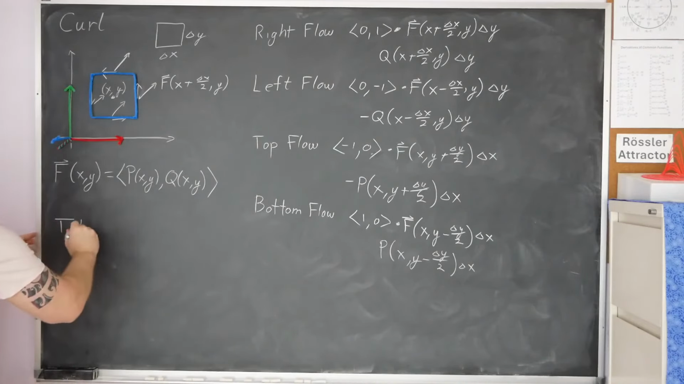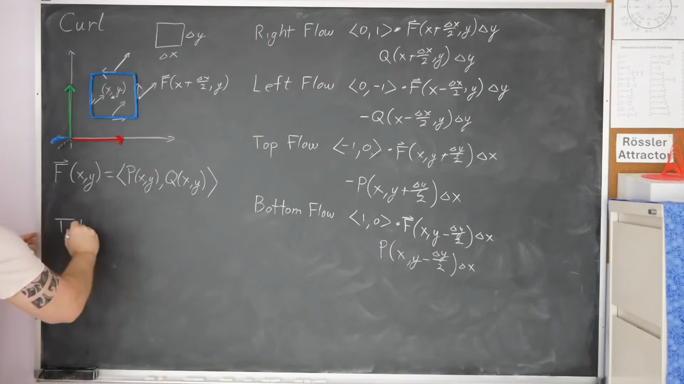Over the area of the box, which is delta x, delta y. Okay, if we do that, let's start with the right and the left. All right, so I add this to this, so I get q of x plus delta x over 2 comma y minus q of x minus delta x over 2 comma y. That's both multiplied by y.